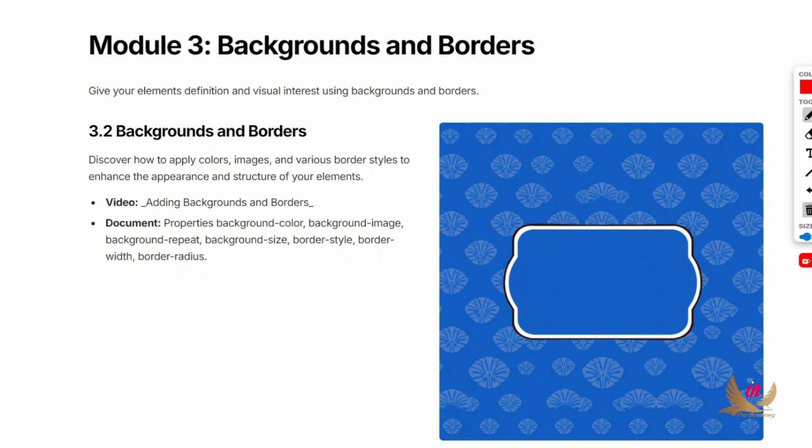So next, we have got background and border. We're going to discuss background also, border also. We are going to look at how to keep an image as background, and how to keep color as background. So we're going to discuss that in this course.